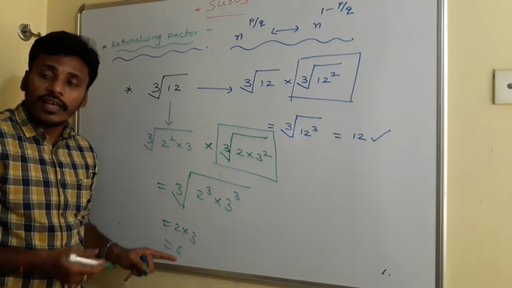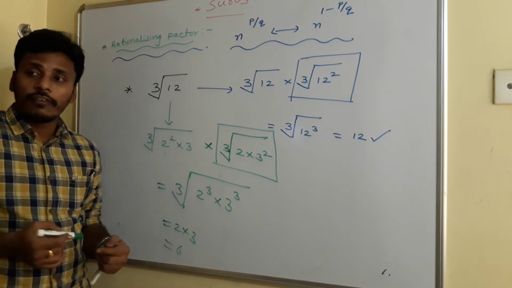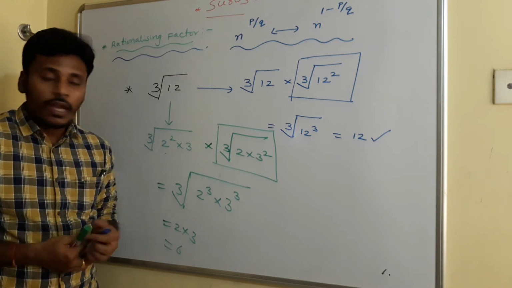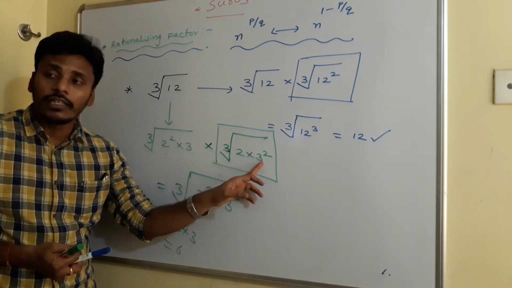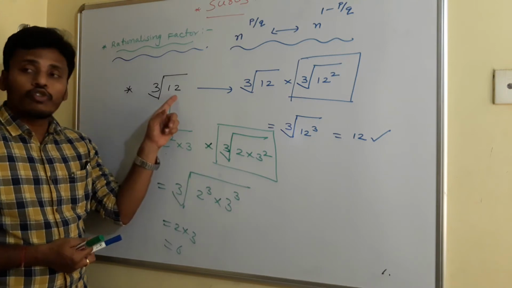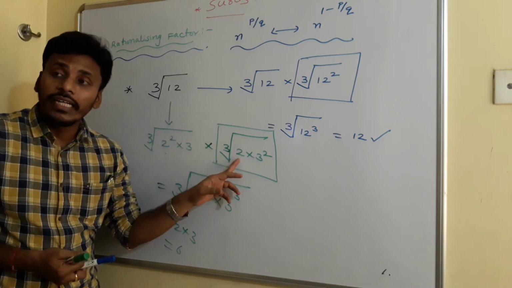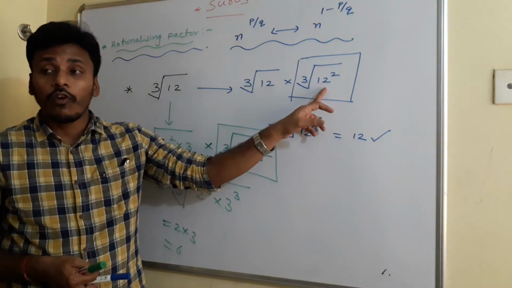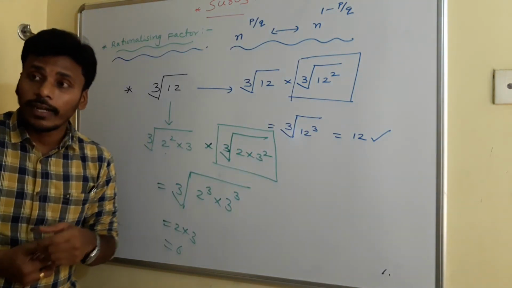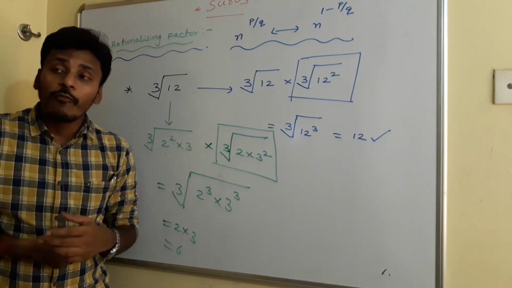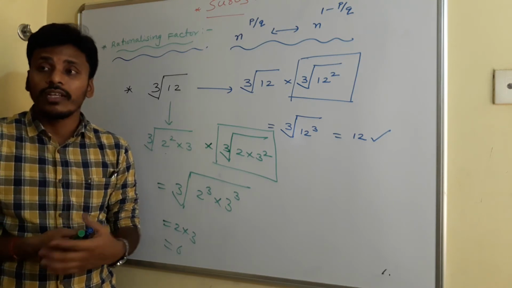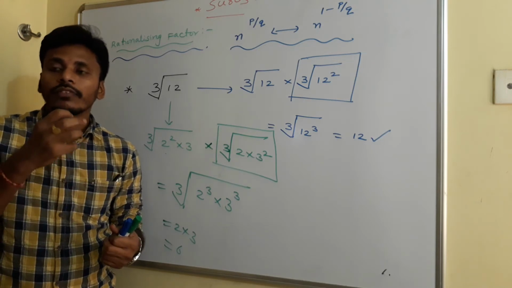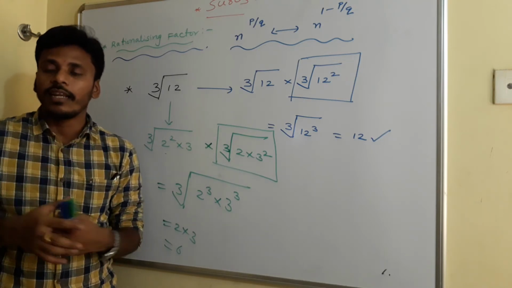Since the result is 6, a rational number, the rationalizing factor for this cube root of 2 square into 3 is the cube root of 2 into 3 square. And 2 into 3 square is nothing but 18, right? So for this cube root of 12, the cube root of 18 is also a rationalizing factor. The cube root of 12 square, that means 144, is also a rationalizing factor. So you have many options to decide the rationalizing factor. Among the options, you need to pick one such that it gives us a rational number, right?